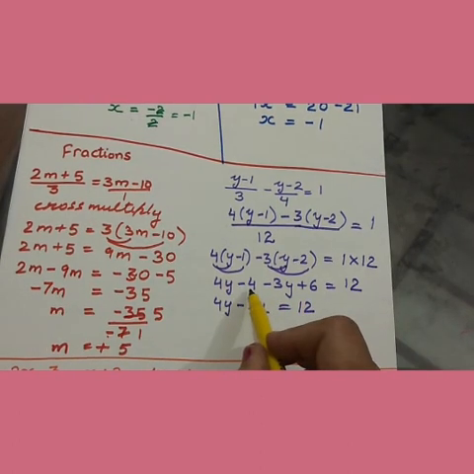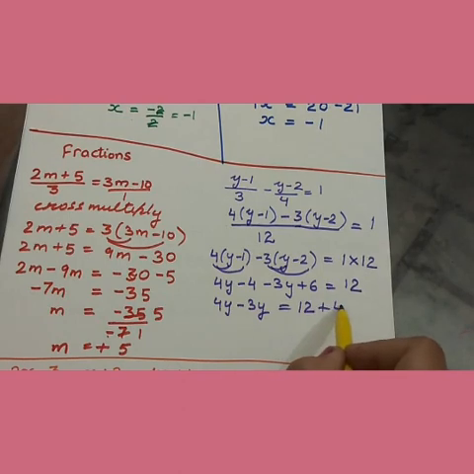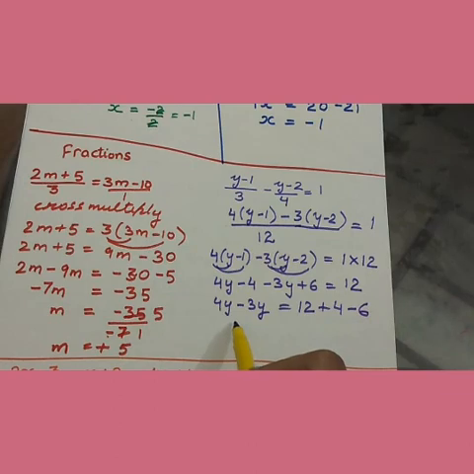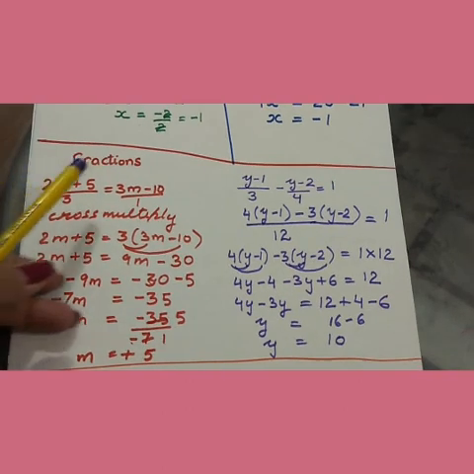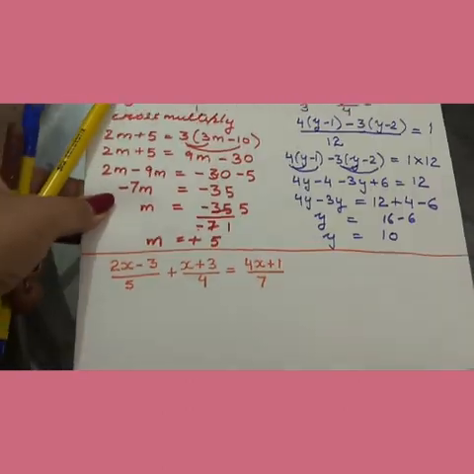This 4 on the left hand side, bringing it to the other side, and this 6 bringing it to the other side, the signs will change. 4y minus 3y is y, and if you write this, this will become 16 minus 6, so y equals 10. This is how you are going to solve this type. Now there is another example when you have a fractional part on the other side also.